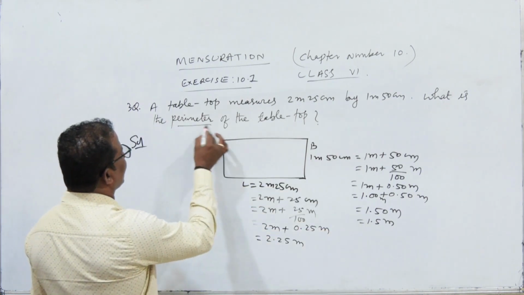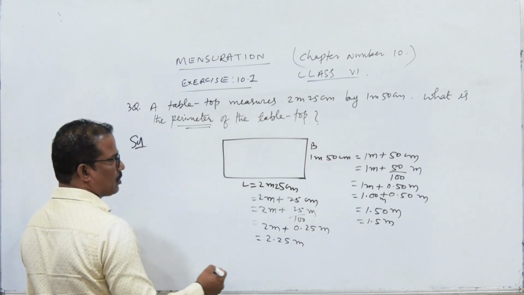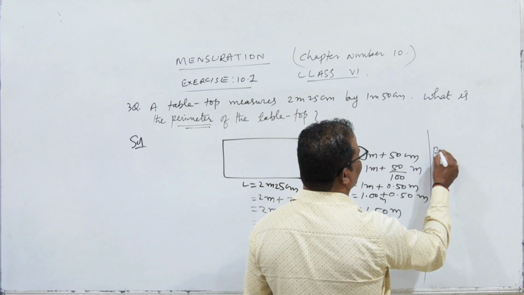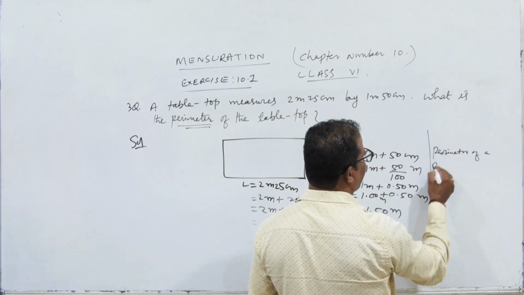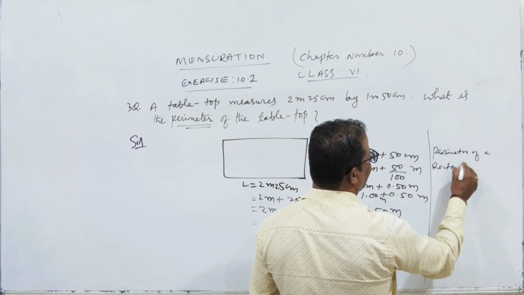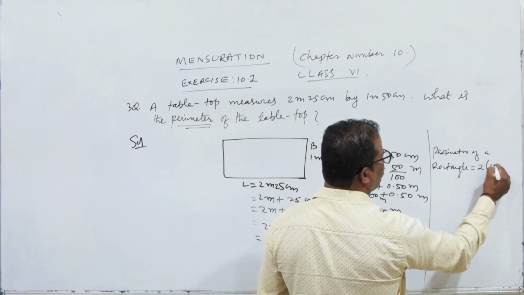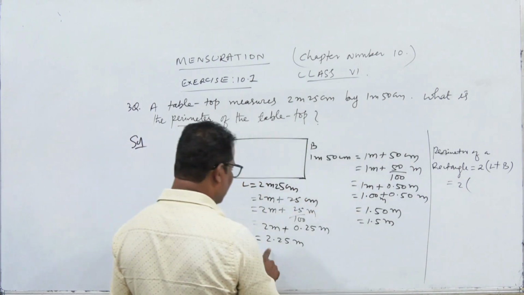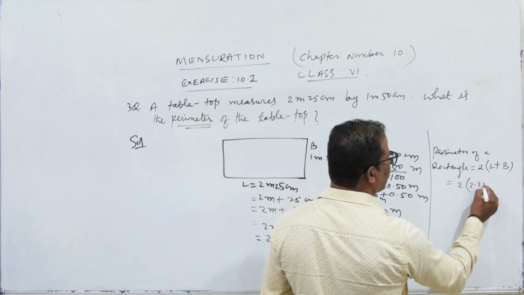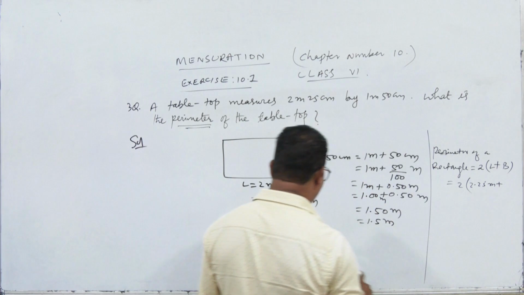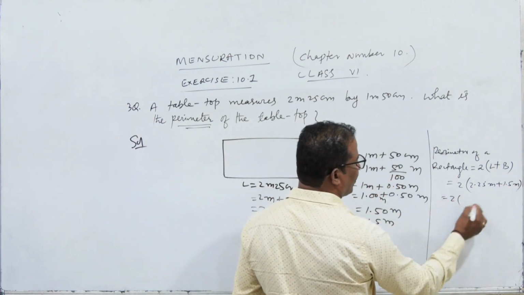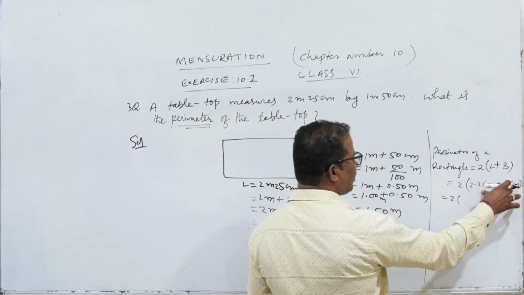Now we have to find the perimeter of the tabletop. So we know it is in the shape of a rectangle only, so we can go with the formula method. Perimeter of the rectangle equals 2 into length plus breadth. That means 2 into, what is the length we have? That is 2.25 meter. Then what is the breadth we have? 1.5 meter. So first we have to add this length and breadth from the bracket.